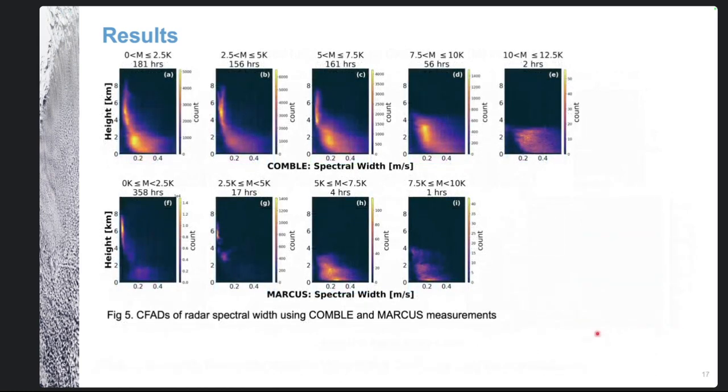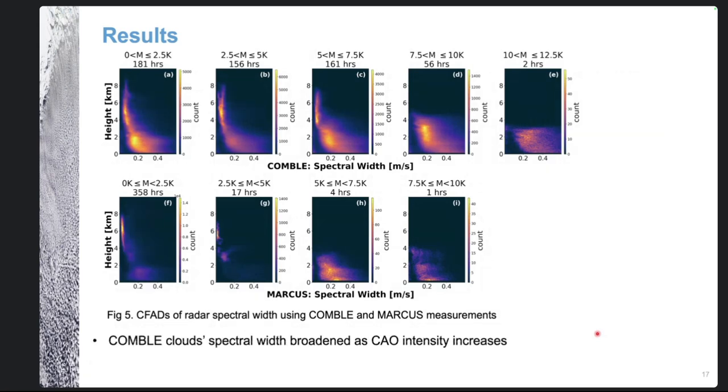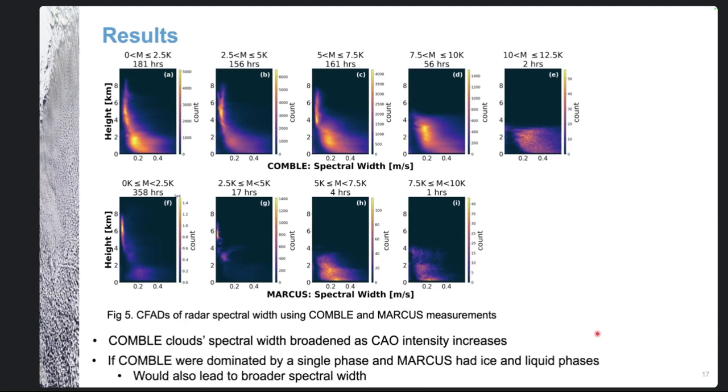Another thing, a similar CFAD is used for the spectral width. Spectral width is the distribution of the Doppler velocities within a single radar pixel. When the spectral width is broader, the turbulence and shear are stronger. We see that when the M increases from 0 to over 10K, the spectral width increases. But for MARCUS, it's not as strong as for COMBLE.